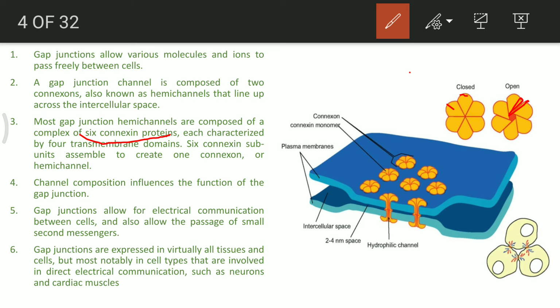So what kind of channel proteins are there will decide what kind of fluid can move into the cell and which kind of fluids move out of the cell. Gap junctions allow for electrical communication between cells and also allow the passage of small second messengers. So only electrical impulses are transmitting. If you remember the movement of impulses in a nerve cell, the polarization, depolarization, and again the repolarization steps, it was because of the presence of gap junctions between the cells.